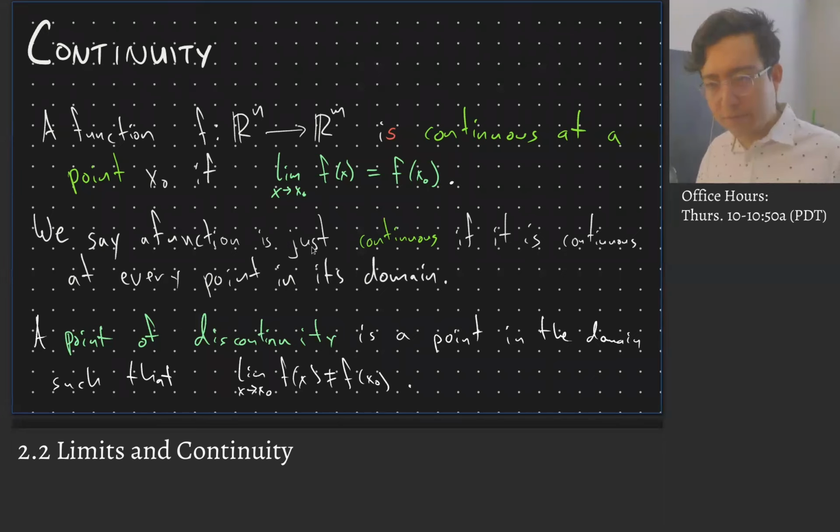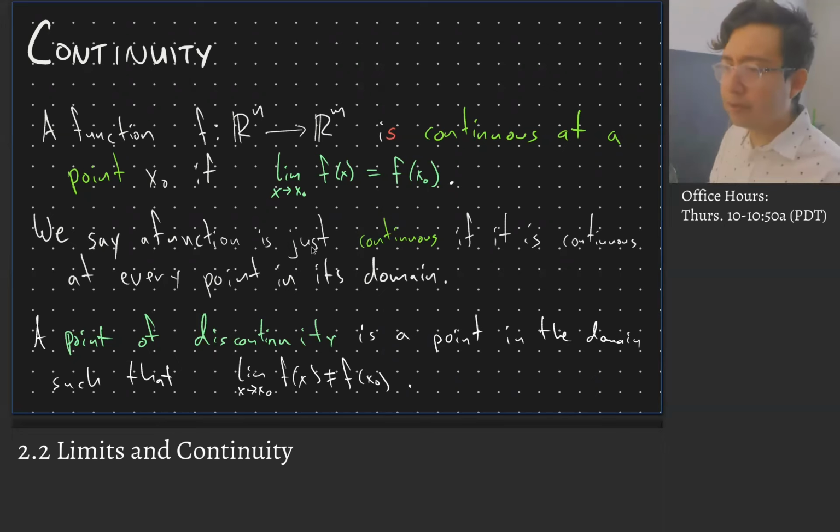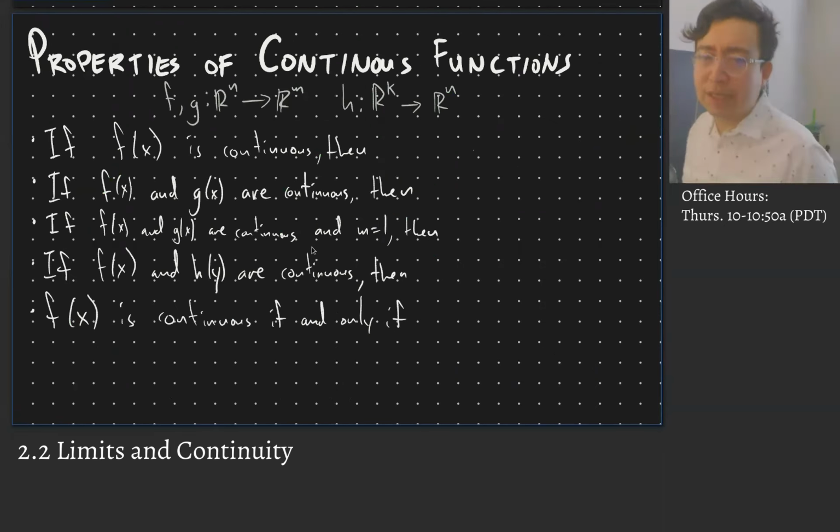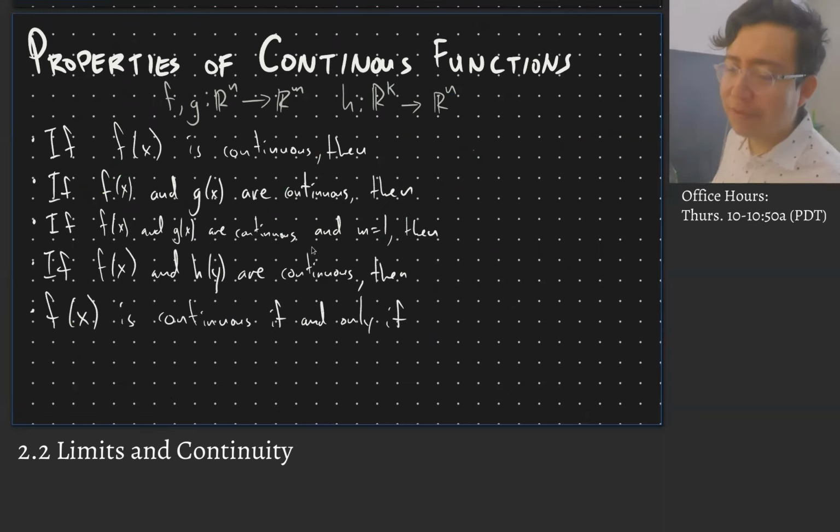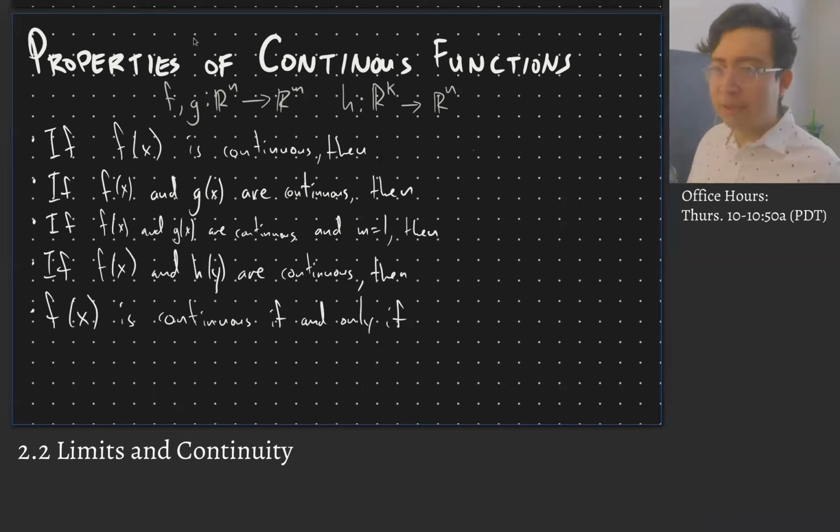Cool. We'll see some examples here in just a second. But first, let's talk about some of the properties of continuous functions. Again, these are going to be very similar to the properties of limits. So, for example, if you have a continuous function, then some scalar multiple of that continuous function is also going to be continuous.